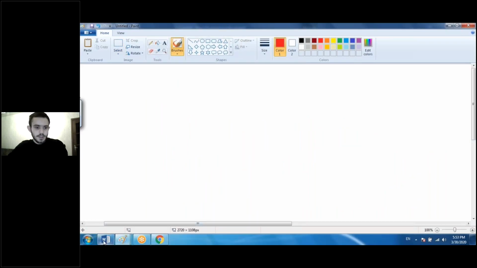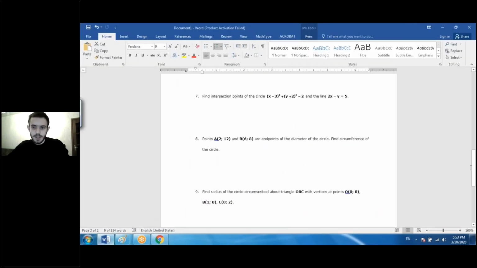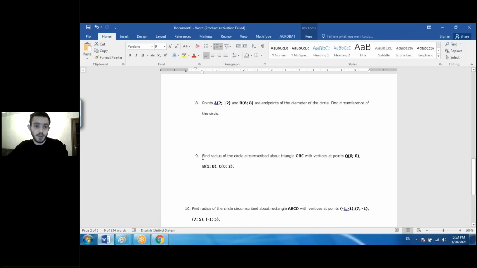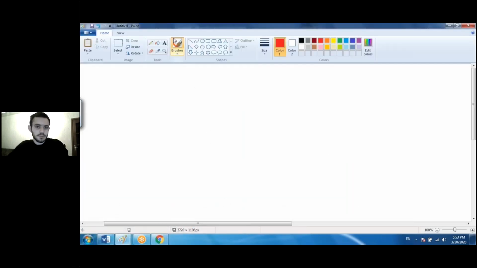So let's discuss number 8. Oh, sorry, number 9. So find the radius of the circle circumscribed about triangle ABC with vertices at points 0, 0, 1, 0, and 0, 2. So the best way to solve this is to draw this.